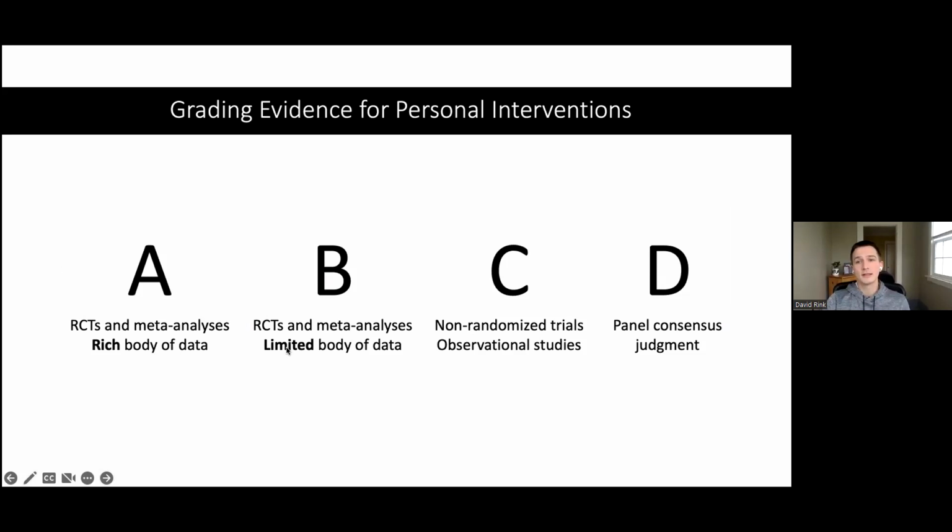So this outlines the evidence that we'll use to grade these personal interventions we discuss. And the upshot is that essentially almost all of these mitigation strategies have evidence levels that are in the C and D range. Many of the studies just haven't been done, or they're non-randomized or observational. That said, as we discussed earlier, the low risk in implementing these makes them really worthwhile.